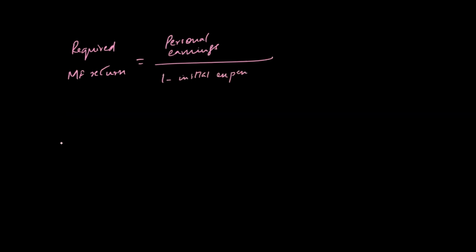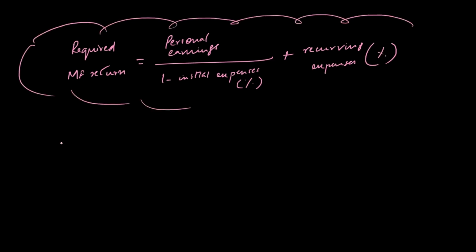So the formula is the percentage that he is already generating, divided by 1 minus initial expenses, plus recurring expense. Required MF return is equal to personal earnings by 1 minus initial expenses, that is in percent, plus recurring expenses. This is also in percentage terms. So this is the formula we are supposed to use, right?